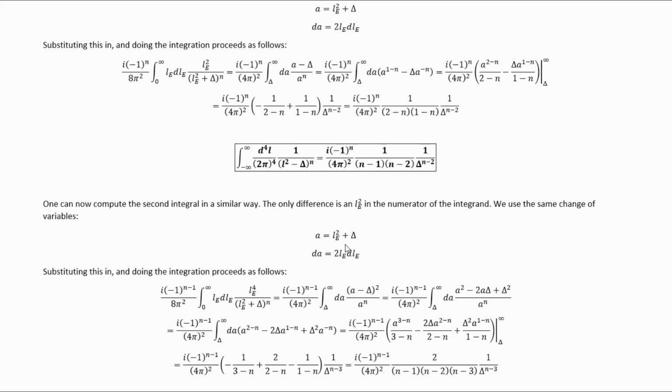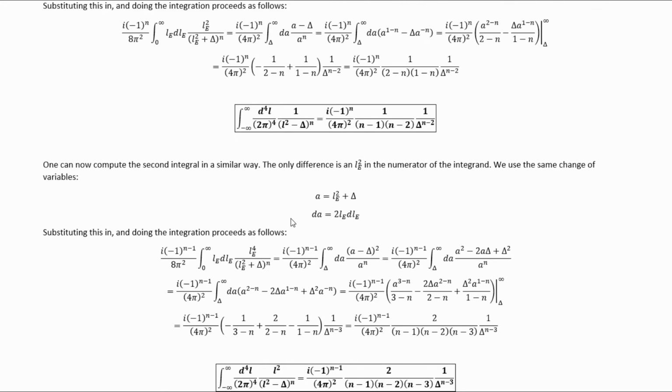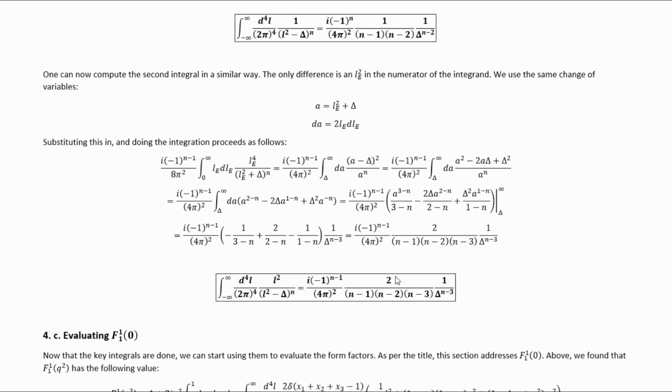Then we can use the same change of variables, the same final third one, on that second integral to do it. The only difference between this integral and the first one is the factor of L_E squared in the numerator. So performing basically the same process actually gives us three terms this time, which we integrate just like before, and we can manipulate into a similar form, and we get this result. So this is the other integral that we needed.